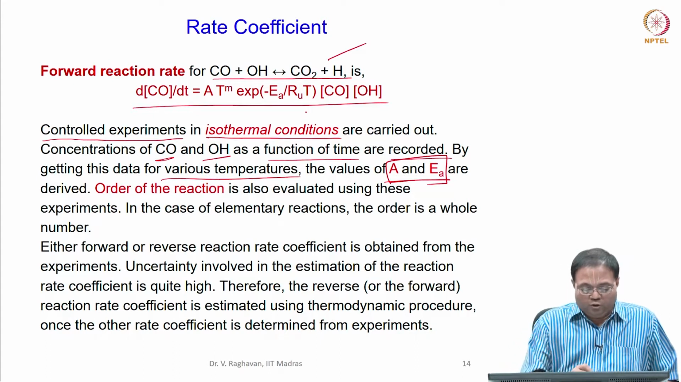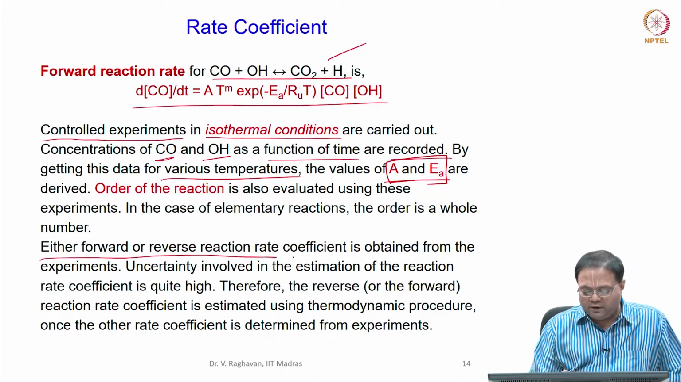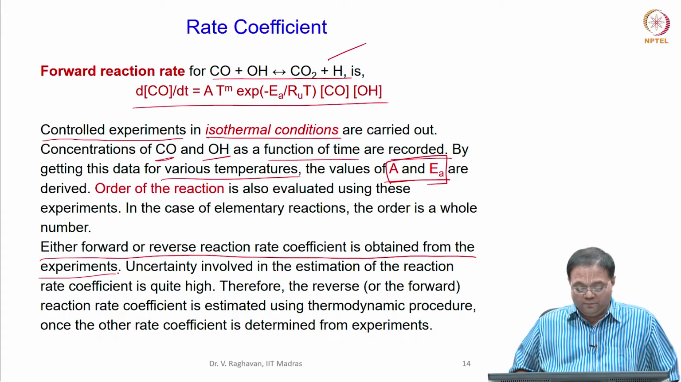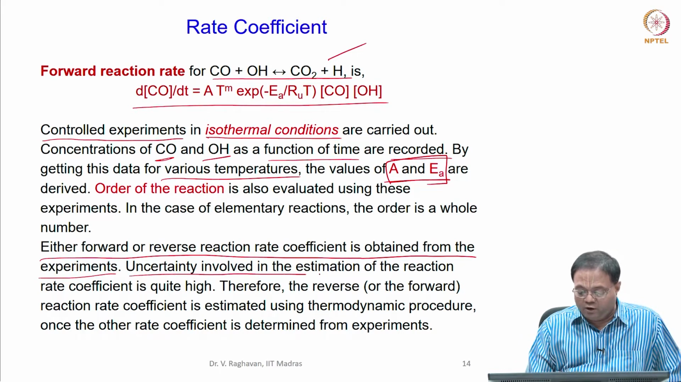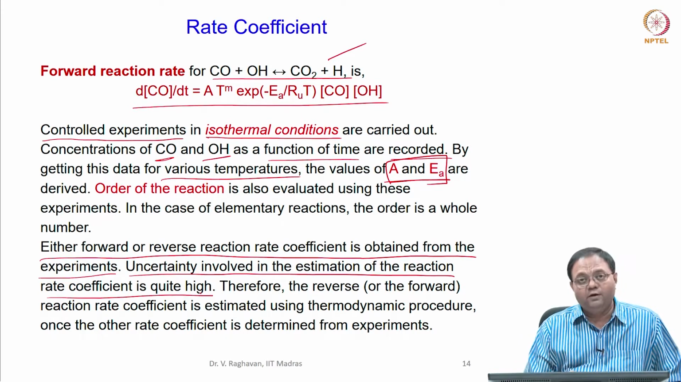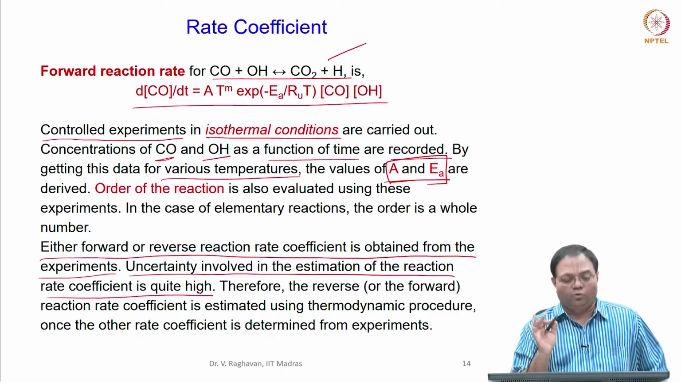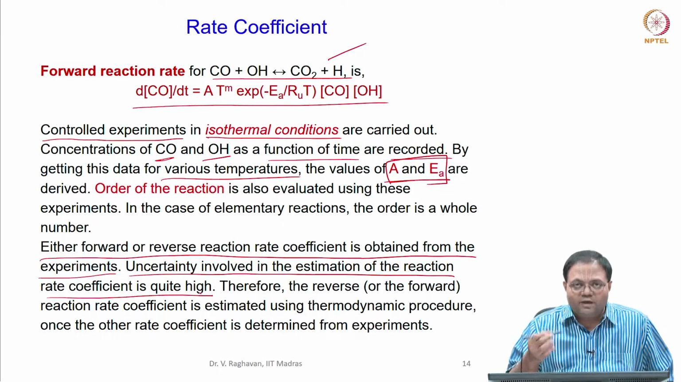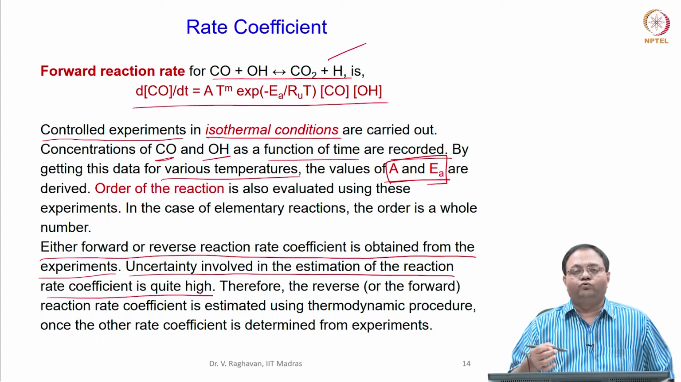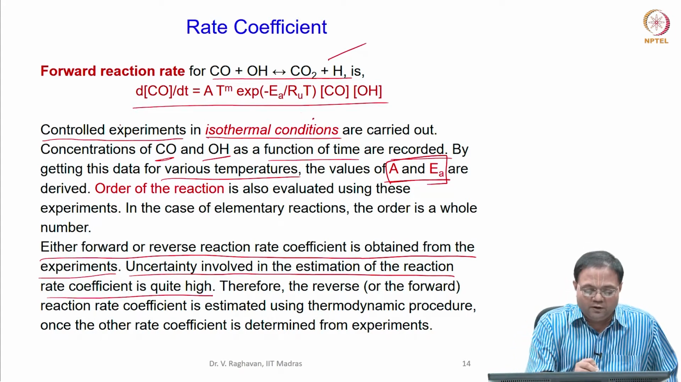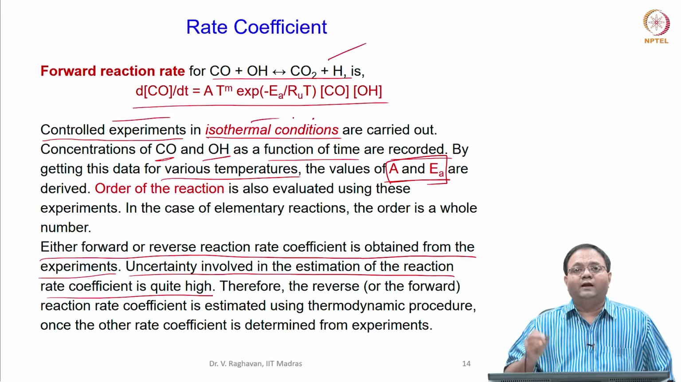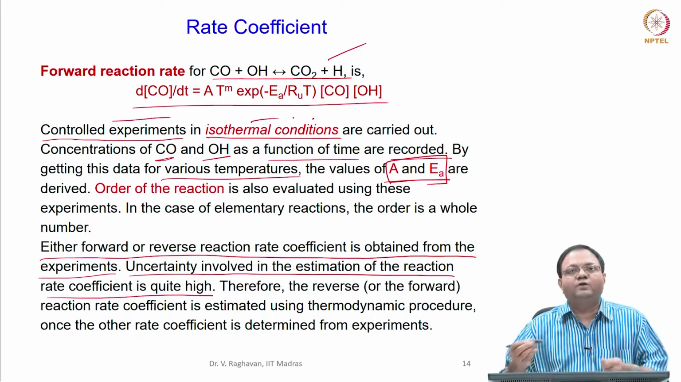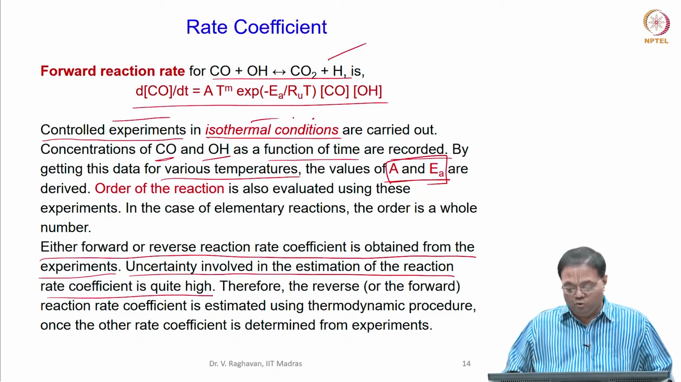So, either the forward or the reverse reaction rate coefficient is obtained from the experiments. Since the uncertainty involved in estimating the reaction rate coefficient is quite high, about say 40%, we can get 40-50% uncertainty also. So, we will not incur the same uncertainty while calculating the reverse reaction also. Let us say I do careful experiments in isothermal conditions and get the forward reaction rate coefficient A and EA value for that. Then I will not do the same thing for the reverse reaction. I will do something else for that.